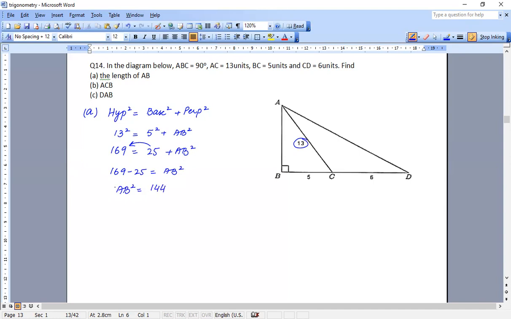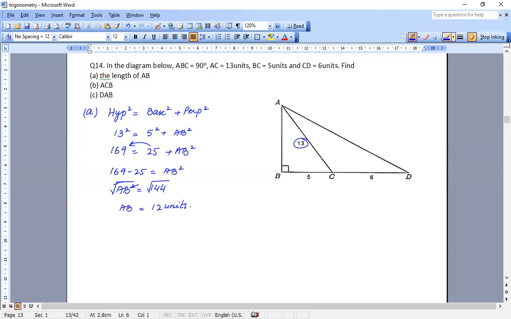In order to find out the value of AB, I'll need to get rid of this square. So I'll take a square root on both the sides. This square will cancel the square root. I'm left with AB. And the square root of 144 is 12. This is going to be 12 units.